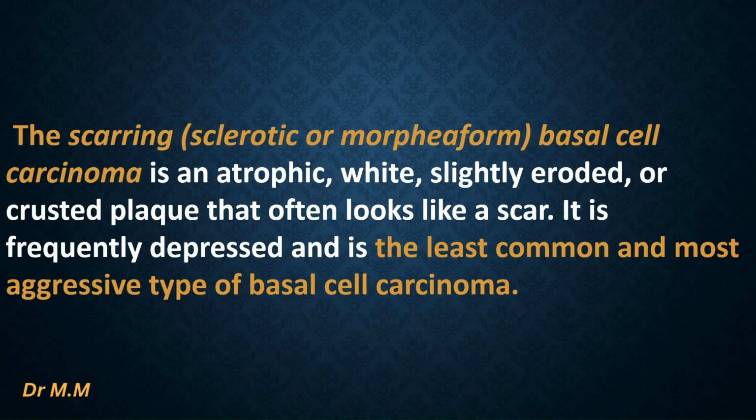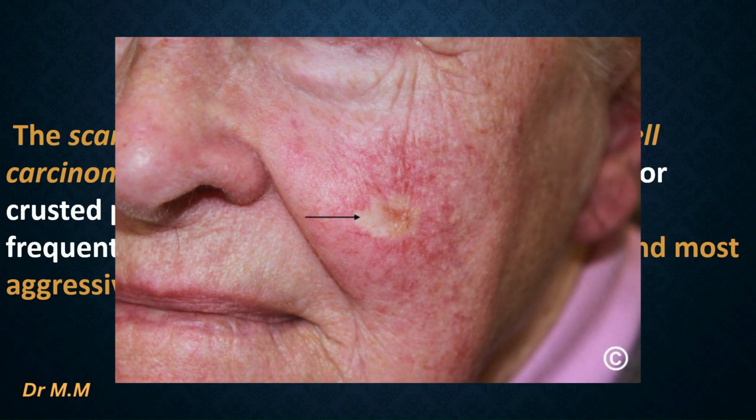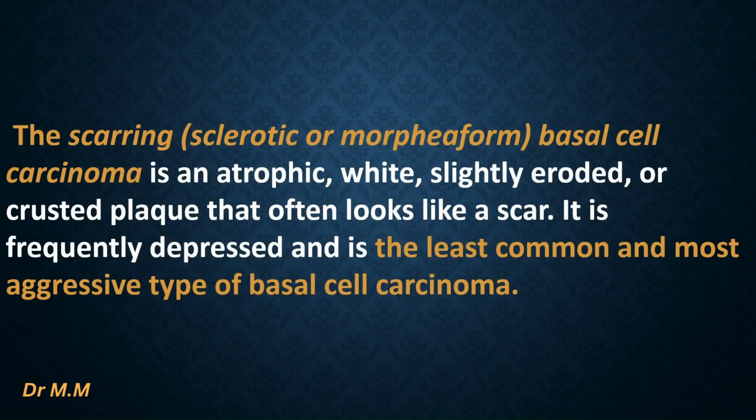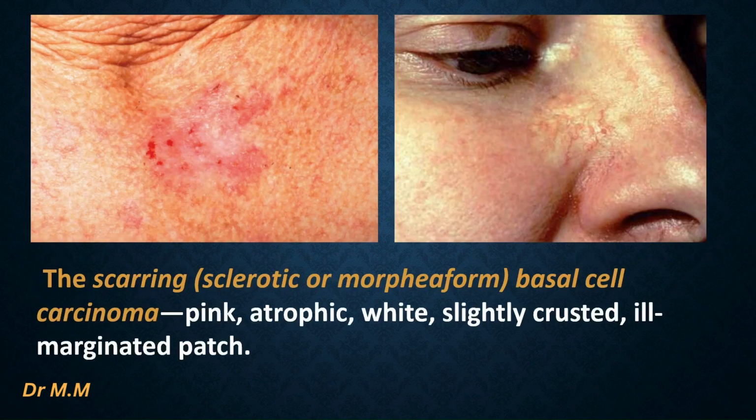The scarring or sclerotic or morpheaform basal cell carcinoma is an atrophic, white, slightly eroded or crusted plaque that often looks like a scar. It is frequently depressed and is the least common and most aggressive type of basal cell carcinoma. Here we have the scarring or sclerotic or morpheaform basal cell carcinoma. We have a pink, atrophic, white, slightly crusted, ill-marginated patch.